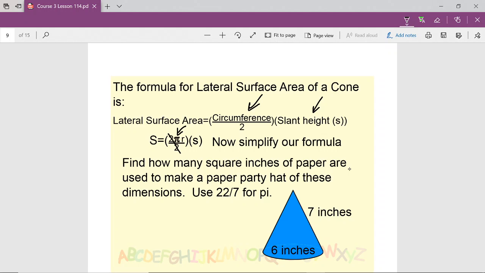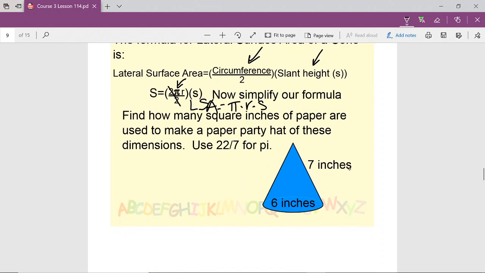But we can simplify this very nicely to say, you know what, my lateral surface area, its formula is actually pi times the radius times the slant height, which means that we can find the lateral surface area pretty easily.